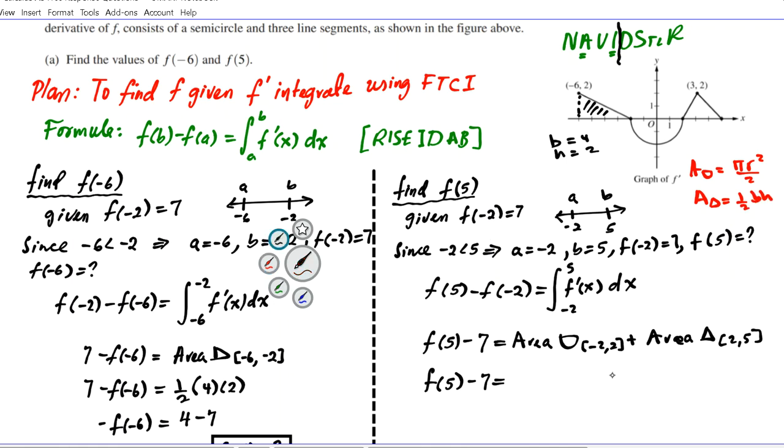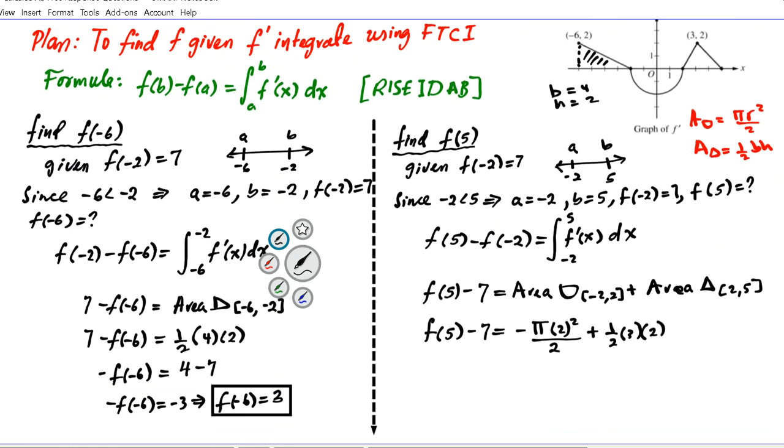It doesn't matter, same thing. The area of the semicircle is going to be, let's not forget the minus because it's upside down, pi times r, which is 2, squared, that's for the circle, divided by 2 for a semicircle. Plus the area of the triangle is 1/2 base times height, 1/2. The base is 3, and then the height is 2. Let's go ahead and simplify that.